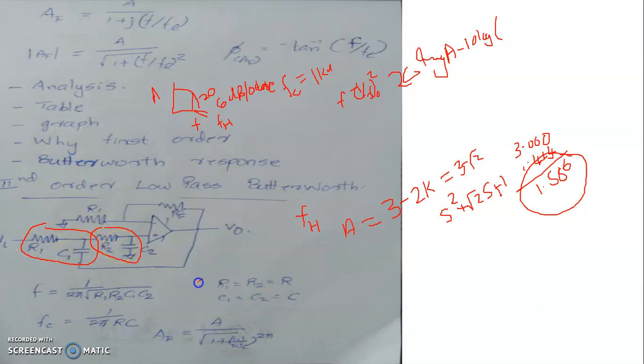We will make this approximation practically, that is R1 equal to R2 equal to R and C1 equal to C2 equal to C. Then the expression for the characteristic corner frequency FC, or the characteristic high corner frequency of the second order filter, FH, is equal to 1 by 2 pi RC. And the filter gain follows the general empirical relation for gain of Butterworth filter, AF equal to A by root 1 plus omega by omega C all raised to 2n, where you have to substitute n equal to 2.